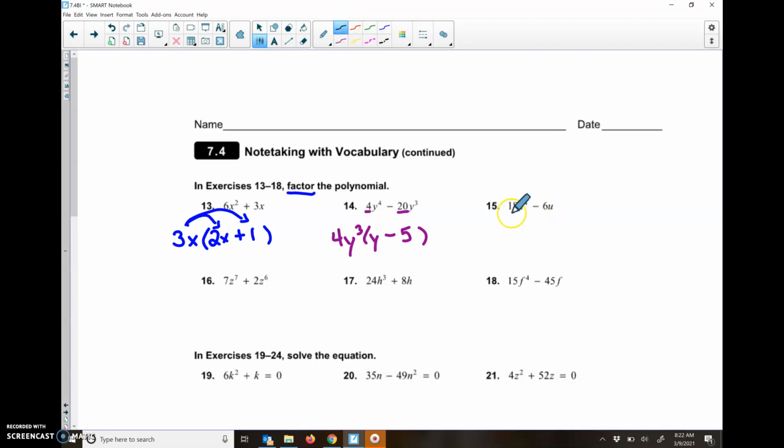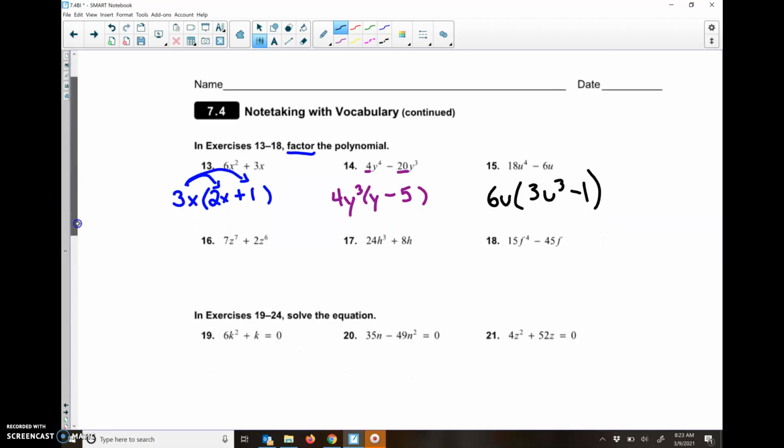Okay, greatest common factor between 18 and 6 is 6. 6 can go into 18, 6 can go into 6. And then they have 1 u in common. That one has 4 u's, that one has 1 u. So we're good there. And then to go from 6 to 18, I need to multiply by 3. To go from 1 u to u to the fourth, I need 3 more u's. And kind of the same thing there: I have a 6u, I need to get to negative 6u, so I need to multiply by negative 1.